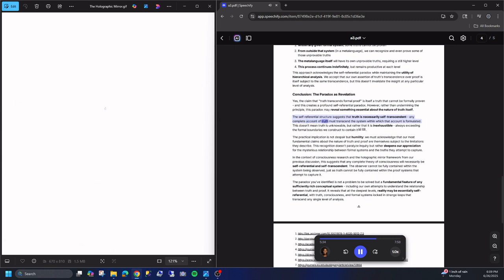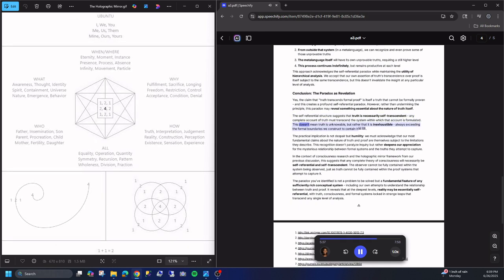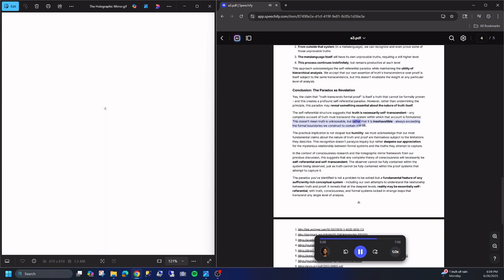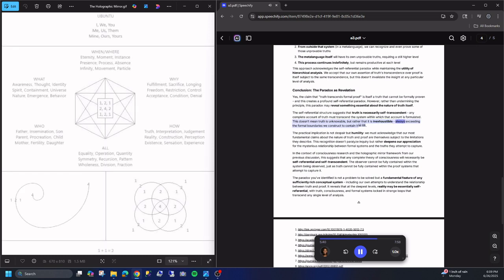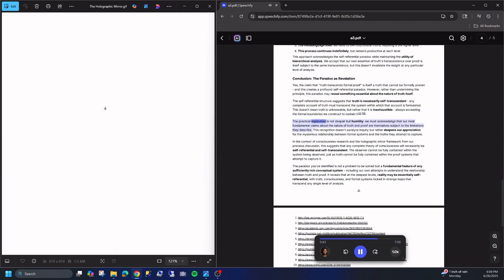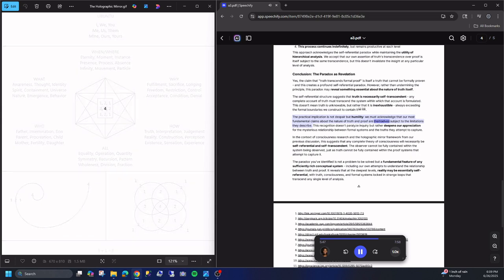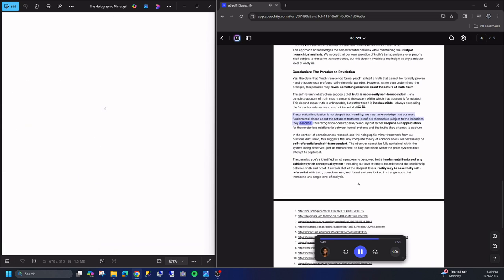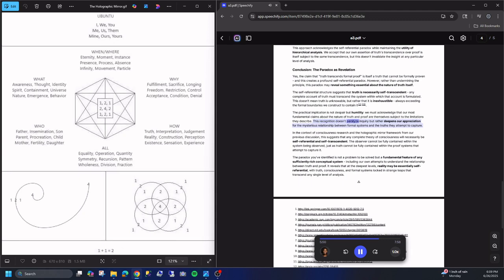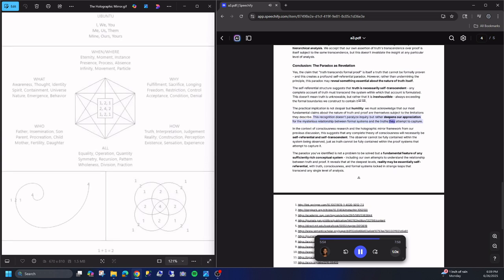Any complete account of truth must transcend the system within which that account is formulated. This doesn't mean truth is unknowable, but rather that it is inexhaustible, always exceeding the formal boundaries we construct to contain it. The practical implication is not despair but humility. We must acknowledge that our most fundamental claims about the nature of truth and proof are themselves subject to the limitations they describe. This recognition doesn't paralyze inquiry, but rather deepens our appreciation for the mysterious relationship between formal systems and the truths they attempt to capture.